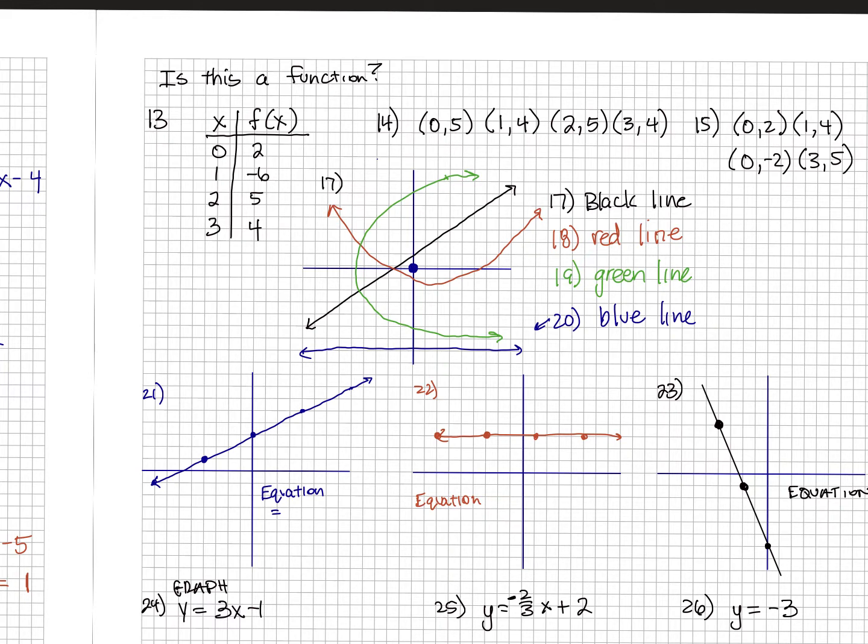So for 13, if I hit 0, it's going to do that. If I hit 1, it's going to do that. If I hit 2, it's going to do that. If I hit 3, it's going to do that. That's great. No issues. Okay, that's a function.